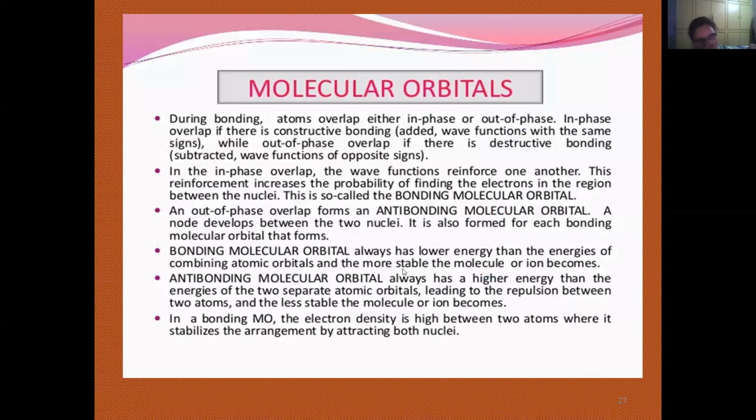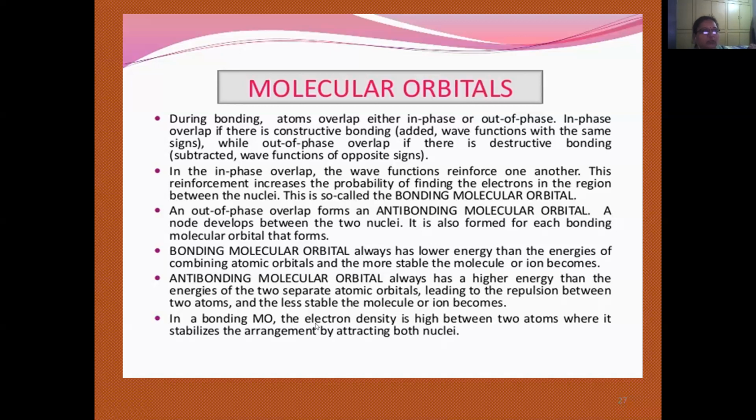An out-of-phase overlap forms an anti-bonding molecular orbital, and in-phase overlap causes a bonding molecular orbital. A bonding molecular orbital always has lower energy than the energies of the combining atomic orbitals, and the more stable the molecule or ion becomes. An antibonding molecular orbital always has a higher energy than the energies of the two separate atomic orbitals, leading to repulsion between the two atoms, and the less stable the molecule or ion becomes.